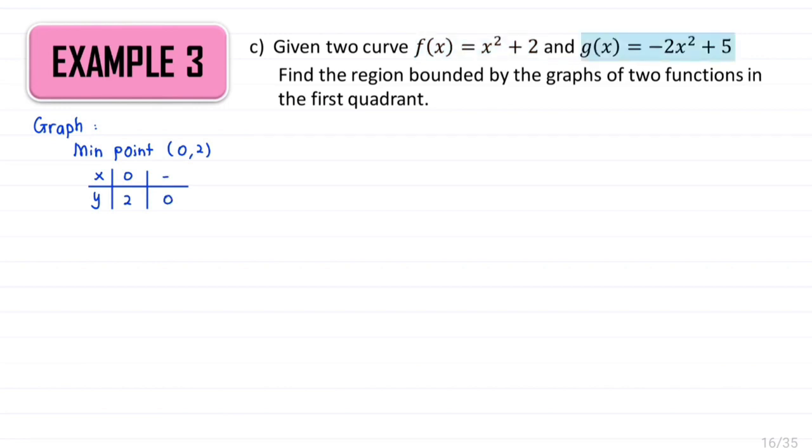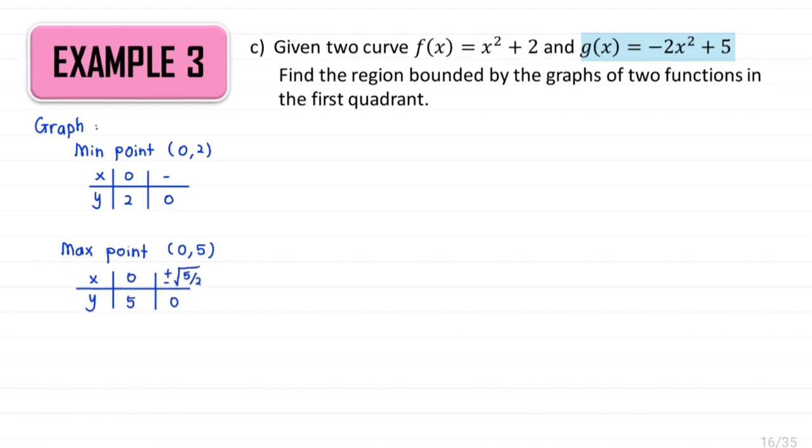Okay, first graph done. Second graph, we have negative 2x squared plus 5. Negative 2x squared is a quadratic, but a sad graph. So we find the maximum point. Maximum point is 0, 5. Then we find the intercepts. When x equals 0, we get y value 5. And when y equals 0, we get plus minus square root of 5/2.